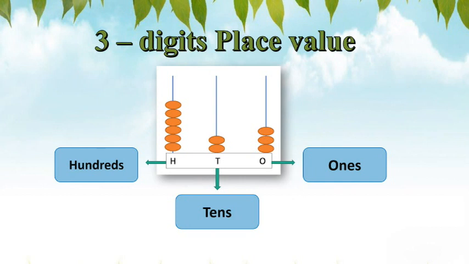The first one is ones. Let's count how many beads are in this spike. 1, 2 and 3. And this is tens. In this spike we have 1 and 2. And this is hundreds. In this spike we have 1, 2, 3, 4, 5, 6. So it means 623.